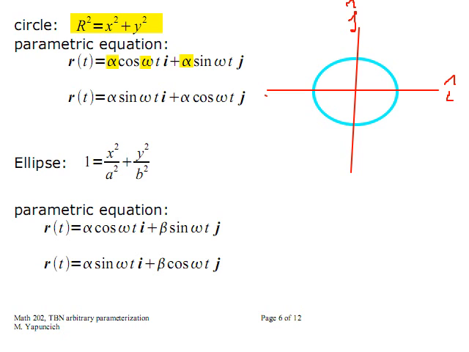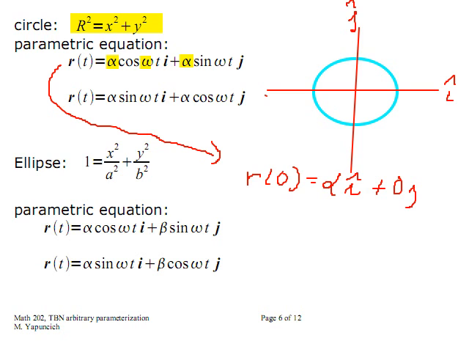Now when t equals 0, r of 0 would be, well, cosine omega t is going to be 1, so I'll have alpha in the i direction, and then in the j direction, 0. That gives me this point on the circle. This is alpha, by the way, and also up here.